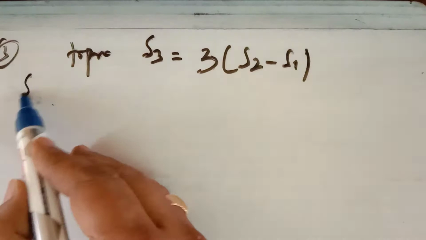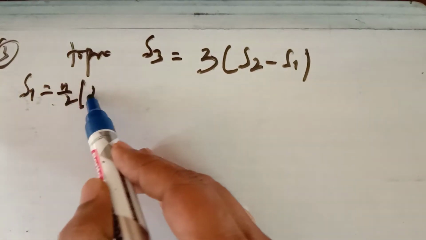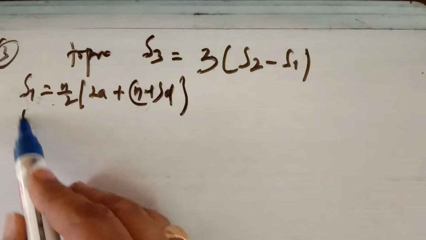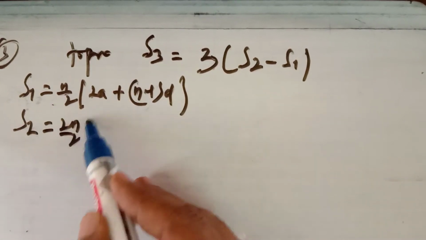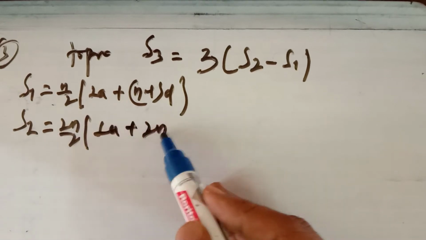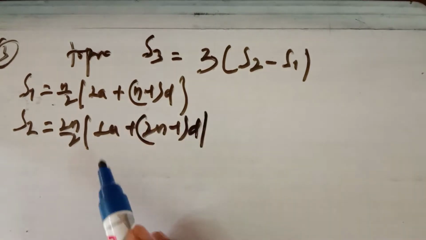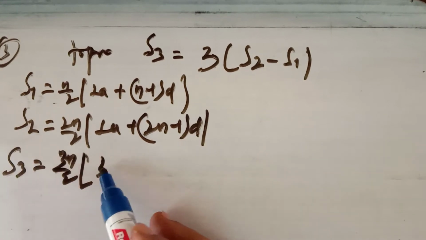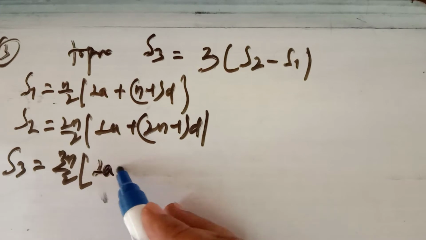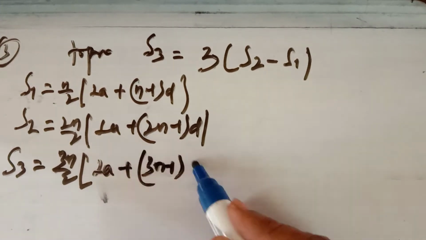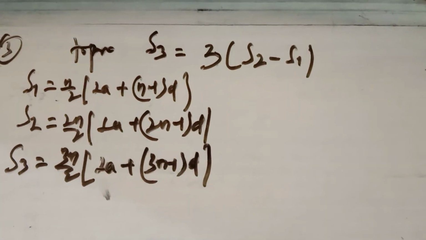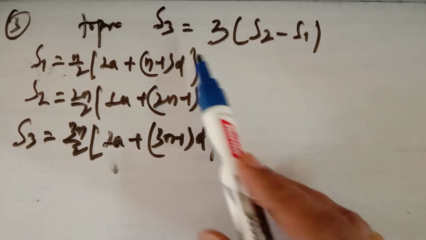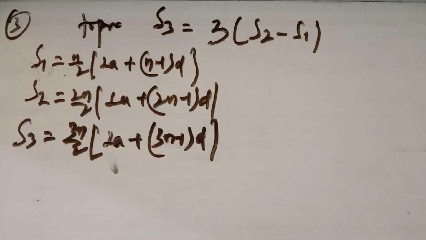So what is given? S1 is the sum of n terms of an AP, which is n by 2 into 2A plus n minus 1 into D. S2 is the sum of 2n terms, 2n minus 1 into D. And S3 is the sum of 3n terms, which is 2A plus 3n minus 1 into D. So these are the values of S1, S2 and S3, you read in your book, and you have to prove that this S3 is equal to 3 times S2 minus S1.